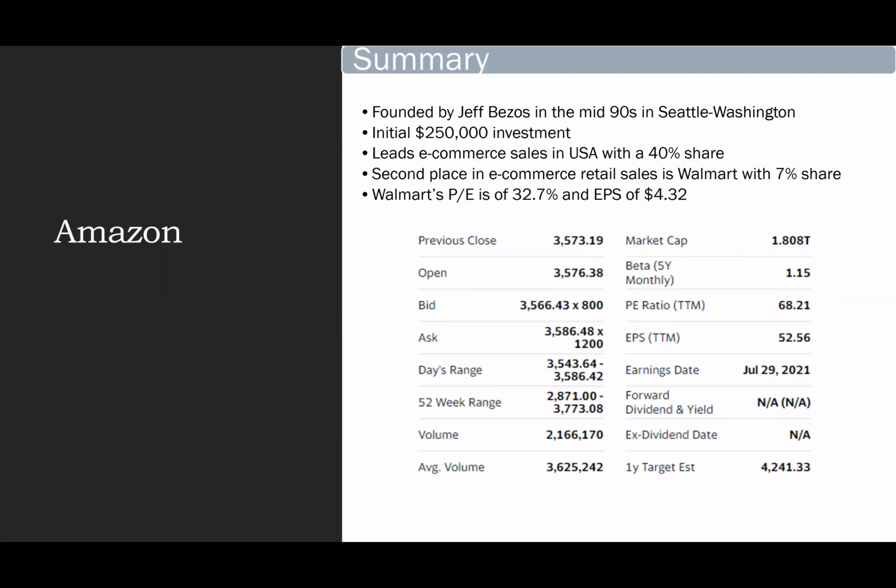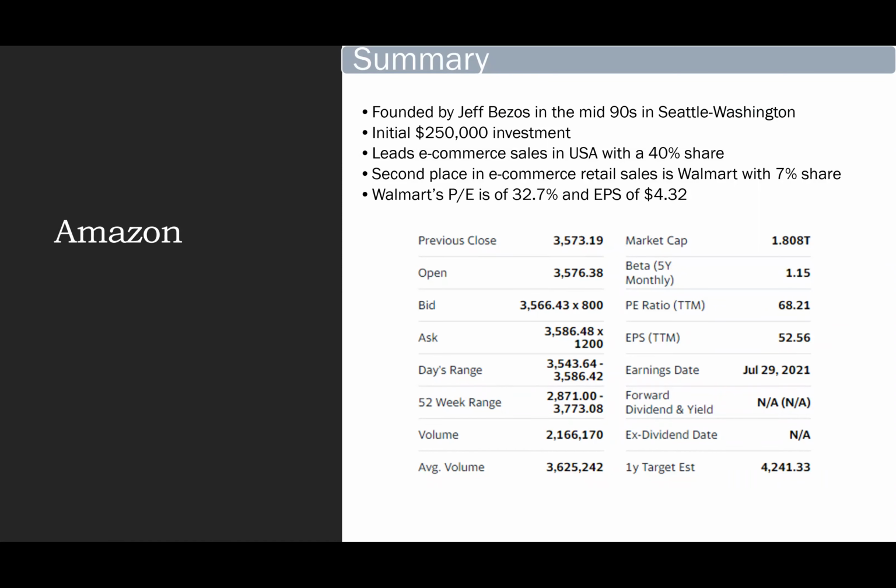First of all, the company was founded by Jeff Bezos in the mid-90s in Seattle, Washington with an initial funding of $250,000. Amazon leads the e-commerce sales in USA with a 40% share, and in second place with e-commerce retail sales is Walmart with just a 7% share. This is an abysmal difference between the first and the second place.